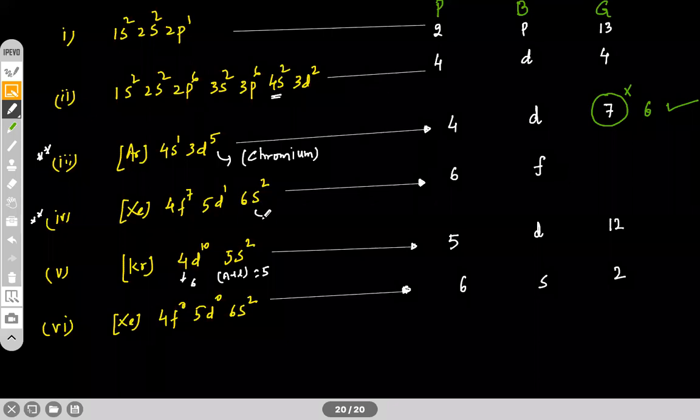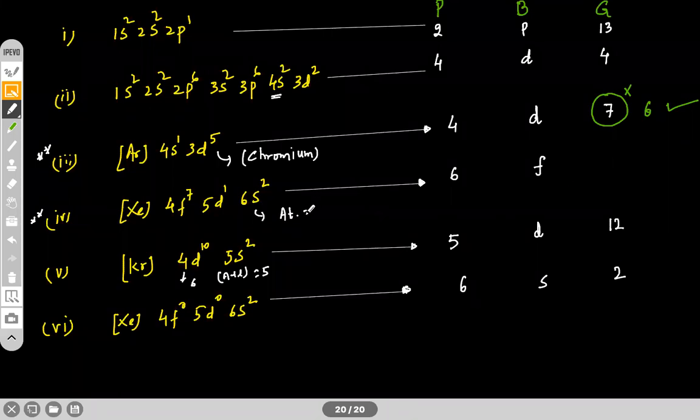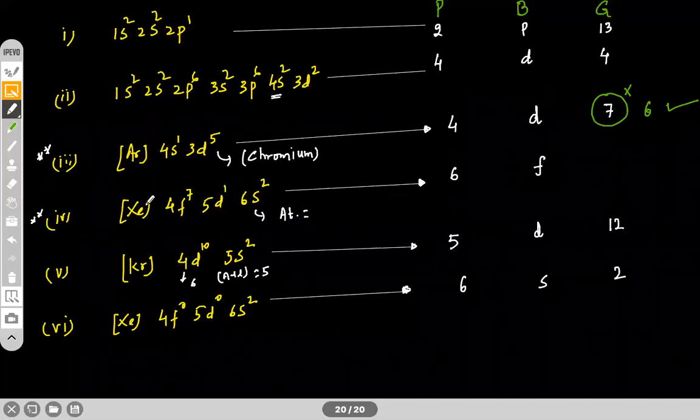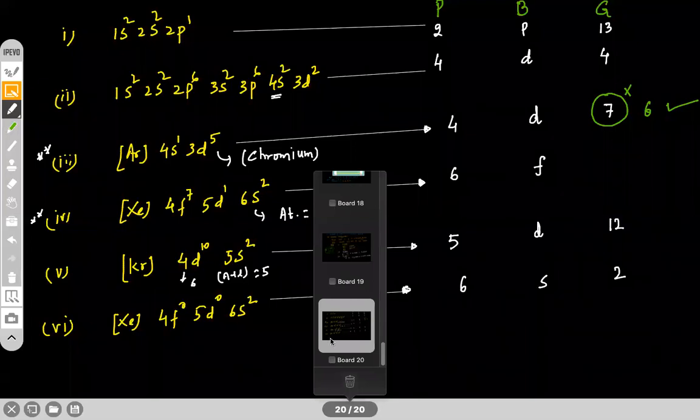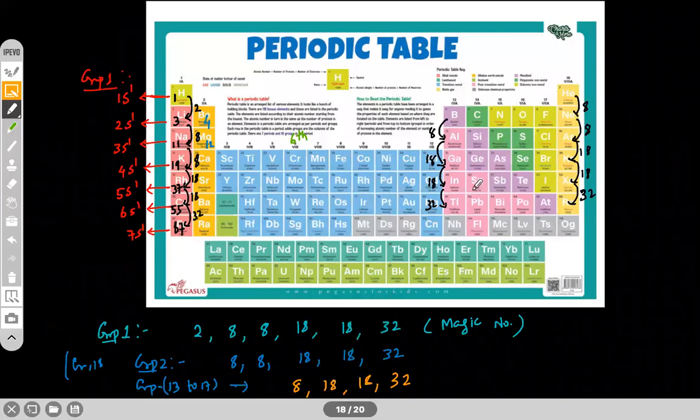Could you tell me the atomic number of this one? What is the atomic number? 7 plus 2, 9, 9 plus 1, 10 electrons. What is the atomic number of xenon? Xenon is 54. 54 plus 10 is 64. So the atomic number is 64, right? Now I'll take the reference of the periodic table again to make you understand. It's not like you require the periodic table always in the exam, right? You see 64 is the number we have. So we have 57 here. Lanthanum is 57. And then 58, 59, 60, 61, 62, 63, 64, right?